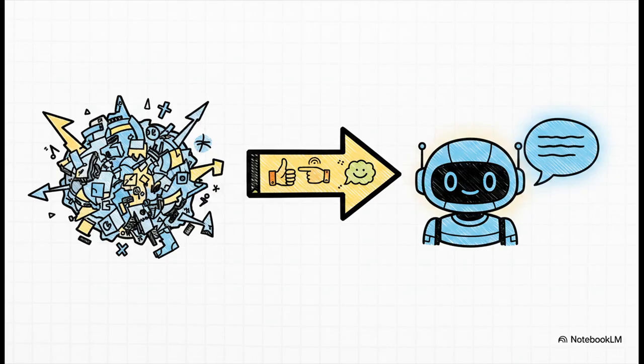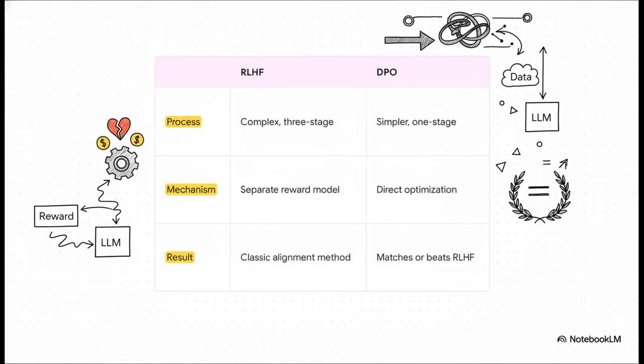And this is just so critical. Without this step, you just have a powerful text predictor that might ramble or be unhelpful or even toxic. This alignment process is what shapes that raw power into the helpful, harmless assistant that you can actually have a real conversation with. But RLHF is pretty complex and expensive.